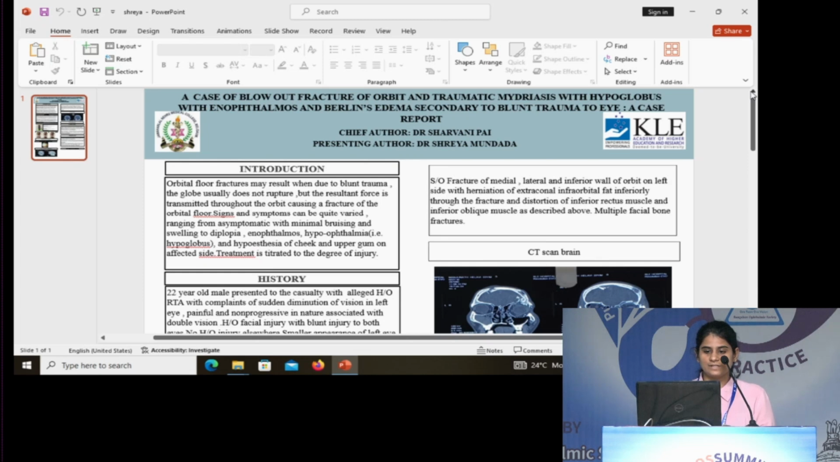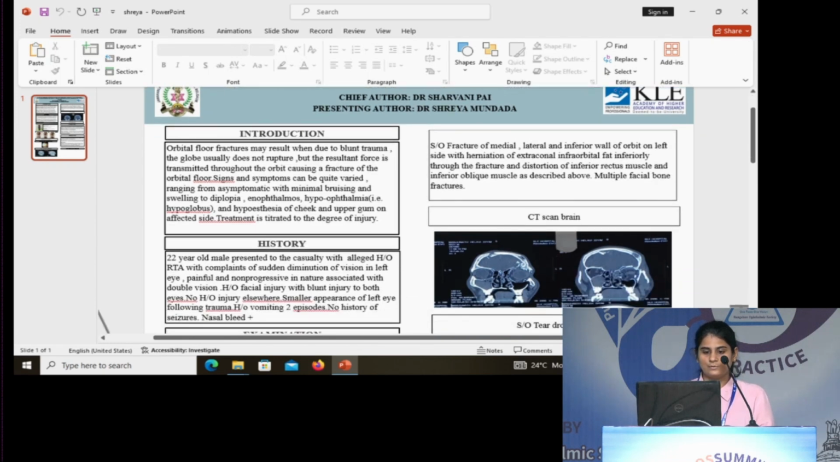Signs and symptoms can be quite varied, ranging from asymptomatic with minimal bruising and swelling to diplopia, enophthalmos, hypoglobus, and hypoesthesia of the cheek and upper gum on the affected side. Treatment is titrated to the degree of injury. A 22-year-old male presented to the casualty with alleged history of RTA with complaints of sudden diminution of vision in the left eye, painful and non-progressive in nature, associated with double vision.